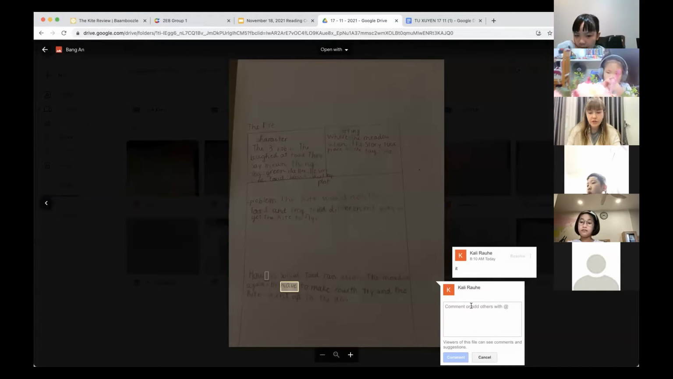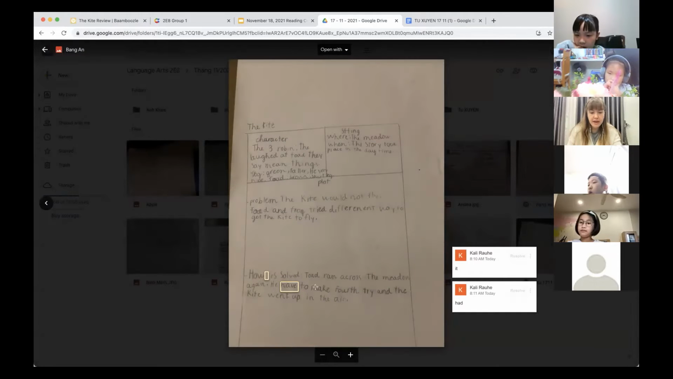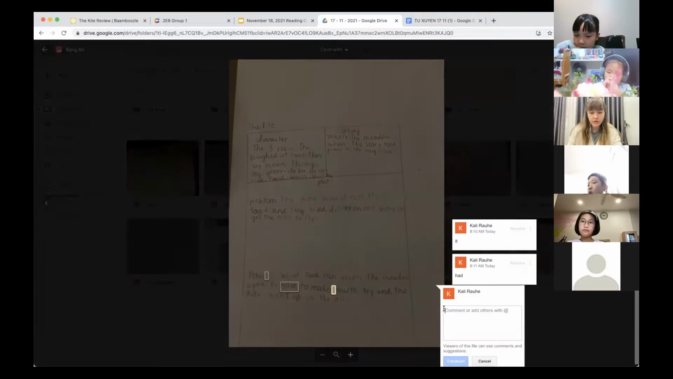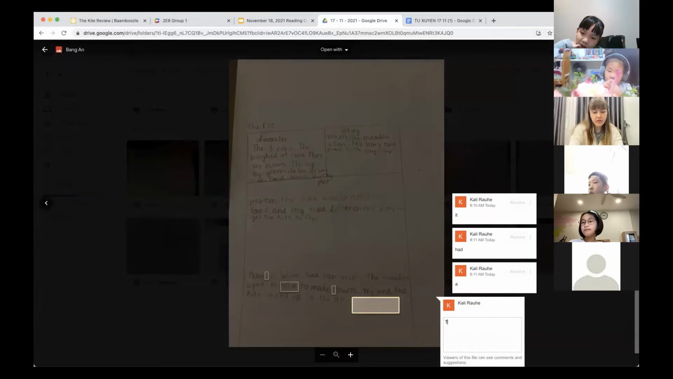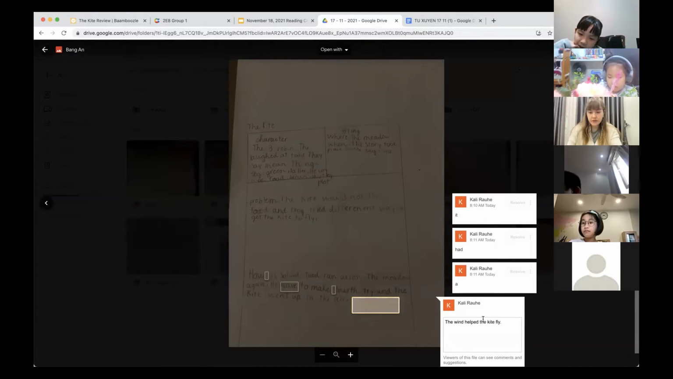So here, he have also needs to be in the past. So this would have to be changed to had. He had to make a 4th try. Very good. And the kite went up in the air. Very good. And I would just add that the wind helped the kite fly. Very good, Suri.